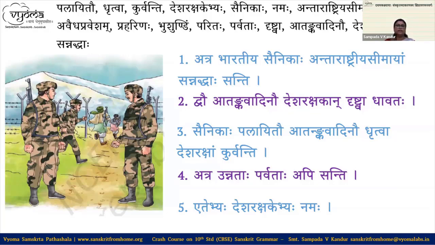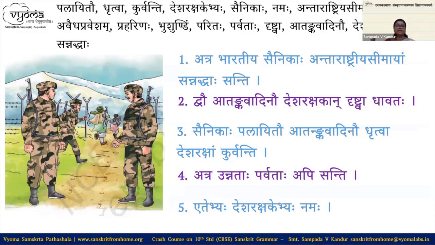Atankavadinau. So why vadinau? Because two are there. That's why dvau atankavadinau. So what are they doing? They are running away on seeing our warriors. So dhavatah. You can frame a simple sentence. So dvau atankavadinau dhavatah. Right.